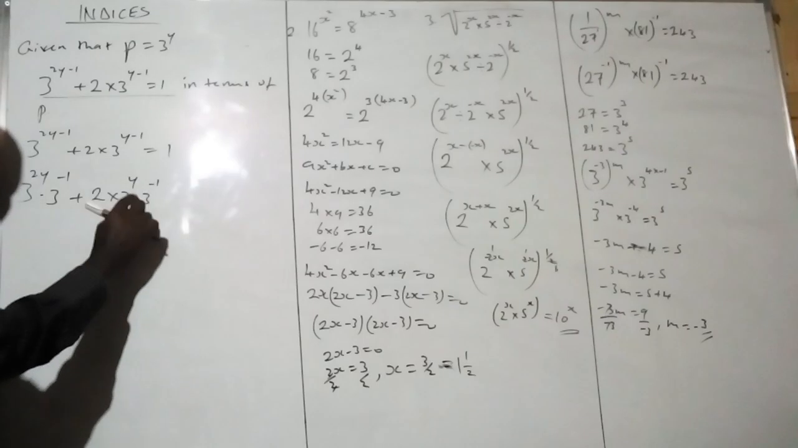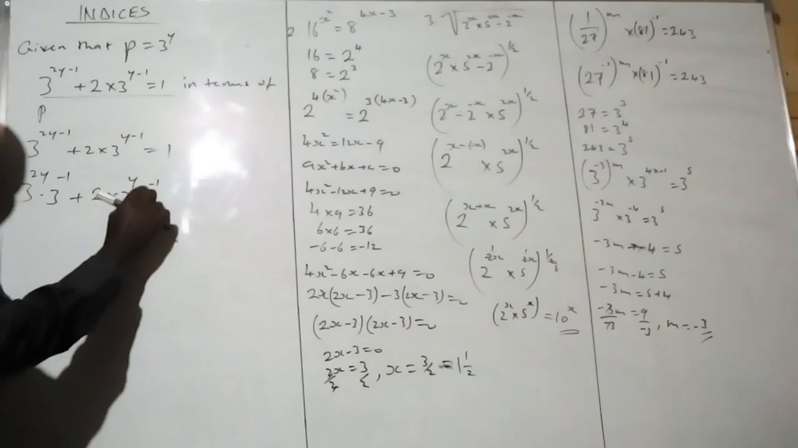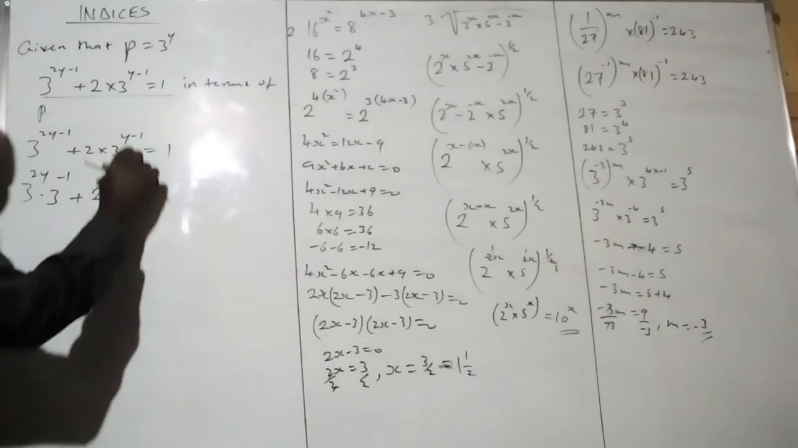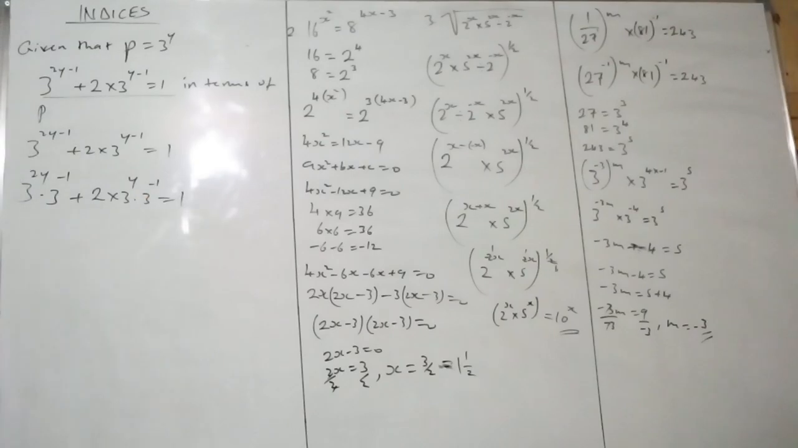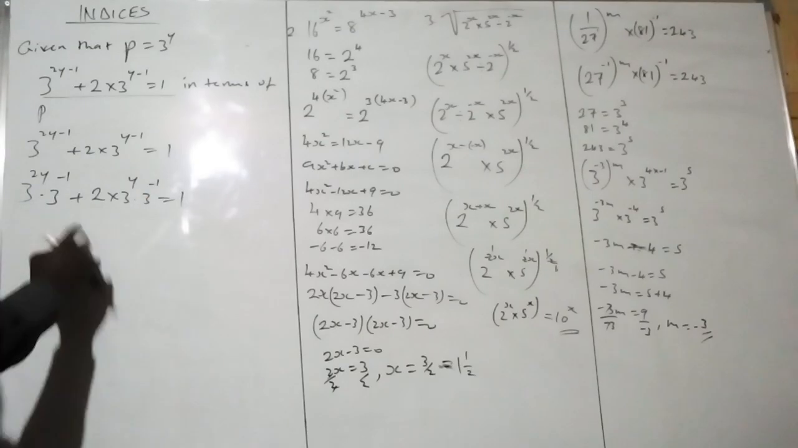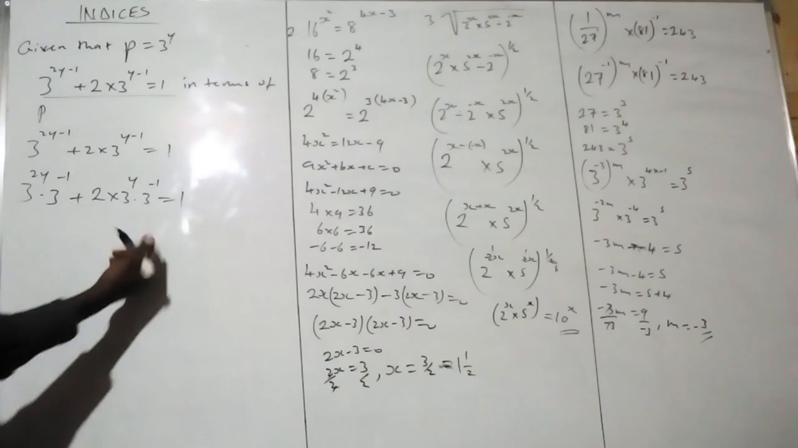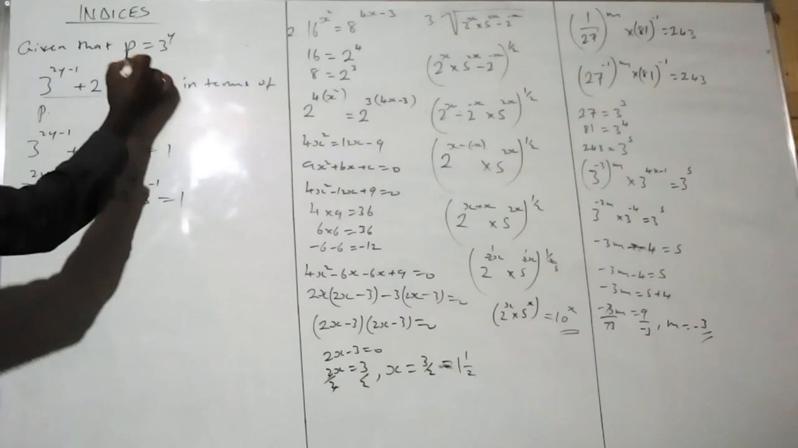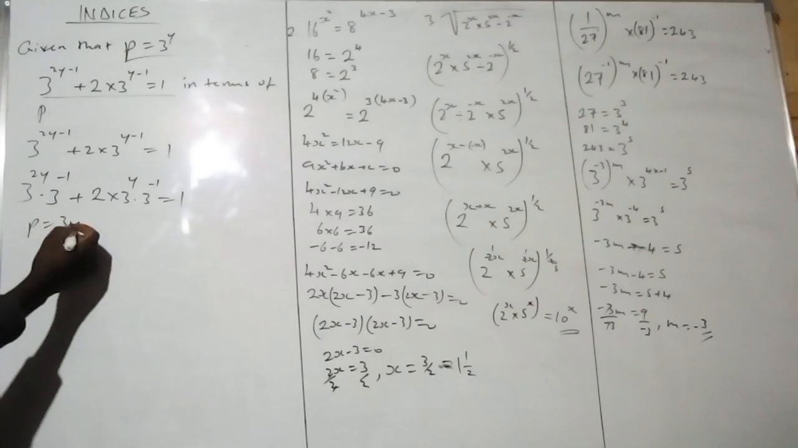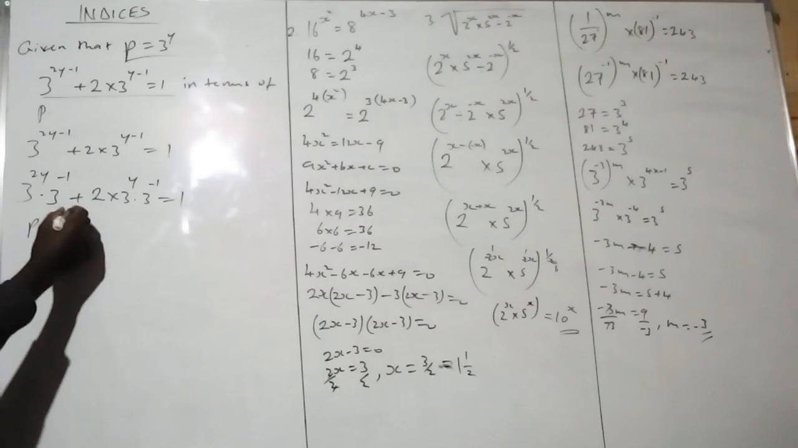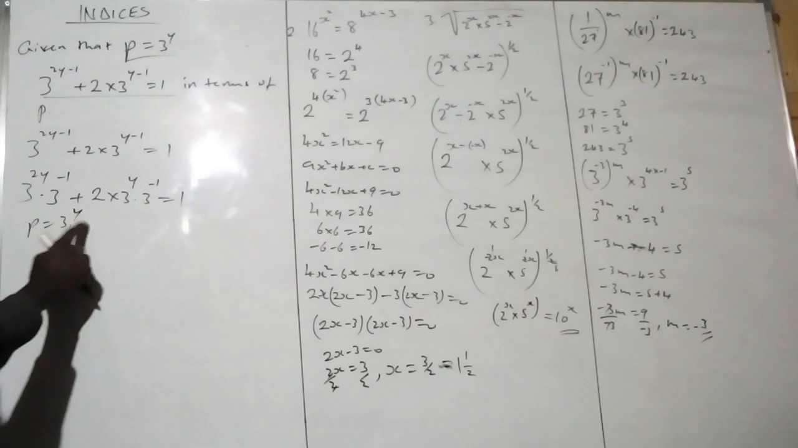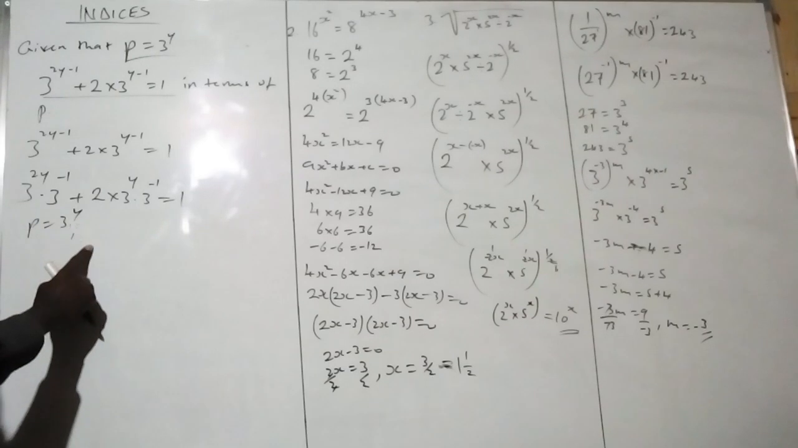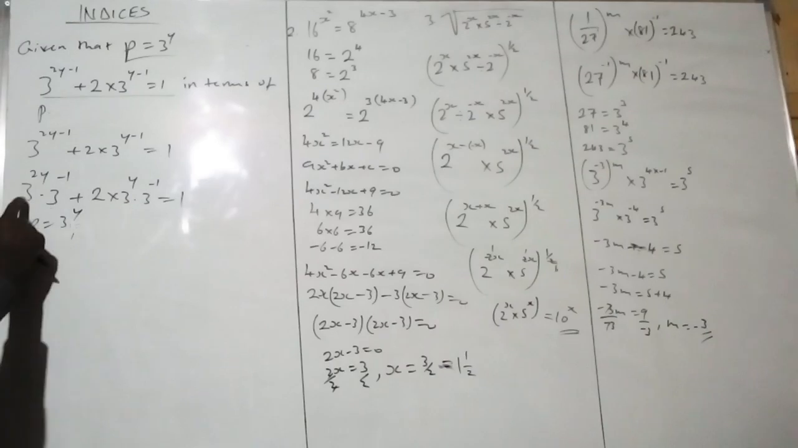Plus and minus is minus 1 is equals to 1. Like that. Good. But now you've been told that P is equals to 3 raised power y. So where we have 3 raised power y, you are going to replace with P. But where you have 3 raised power 2y, you are going to replace with P squared.